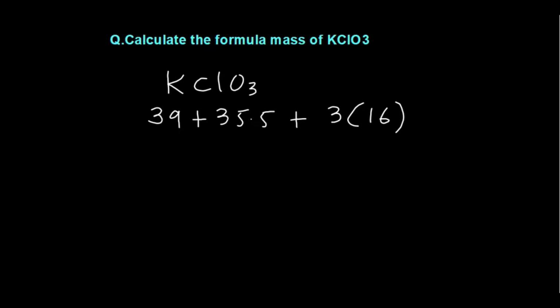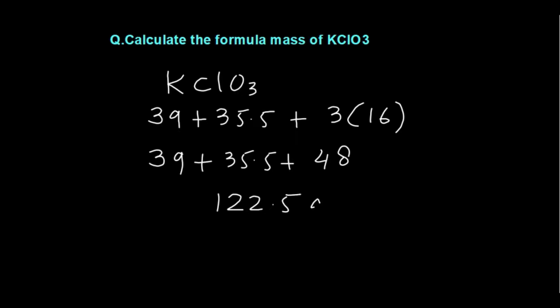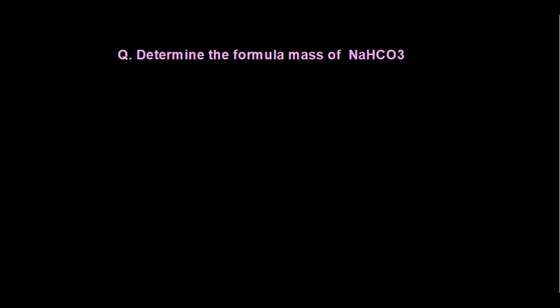Now if we simplify, we get 39 plus 35.5 plus 16 multiplied by 3 is equal to 48. We add all the quantities and we get the answer, which is 122.5 atomic mass unit. So the formula mass of potassium chlorate is 122.5 atomic mass unit. I hope this is clear to you. Now we'll see the next question which is given.